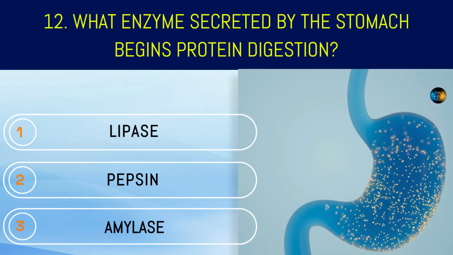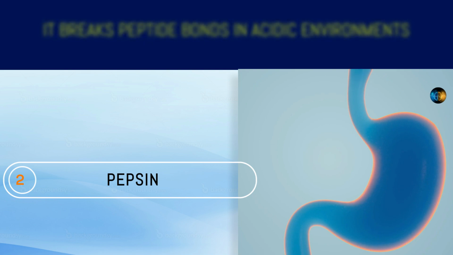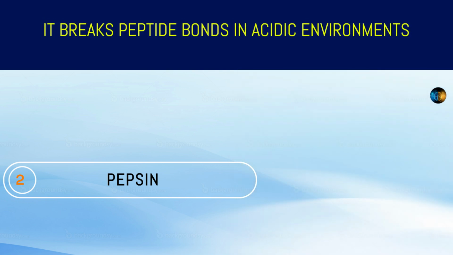What enzyme secreted by the stomach begins protein digestion? Lipase, pepsin, or amylase? Pepsin. It breaks peptide bonds in acidic environments.